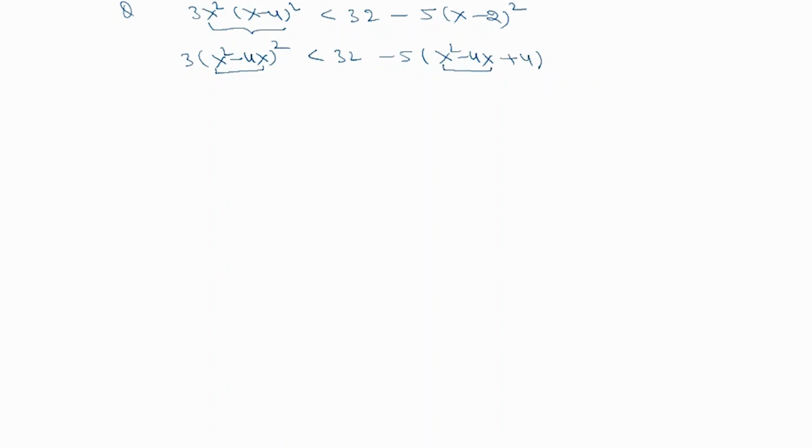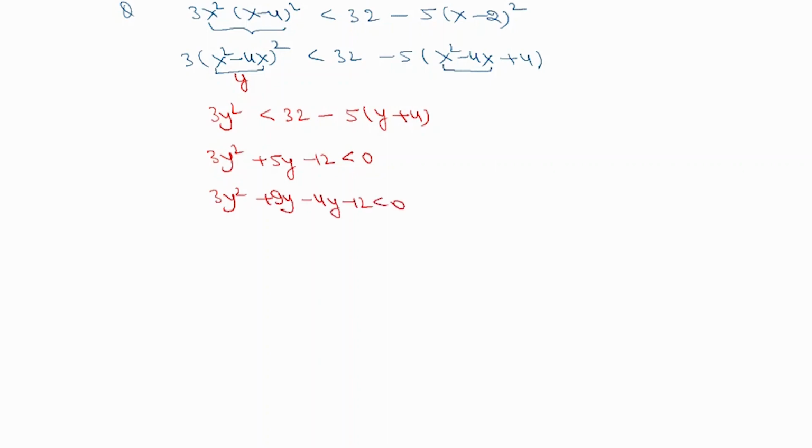So what I see here is x square minus 4x in both the places. So what I'll actually do is I'll take x square minus 4x as y. So I'll simply write it as 3y square is less than 32 minus 5 and this is y plus 4. So I can write it as 3y square plus 5y and then minus 12, it is less than 0. So this is 3y square plus 9y minus 4y minus 12 is less than 0. So I'll get 3y minus 4, y plus 3 is less than 0.